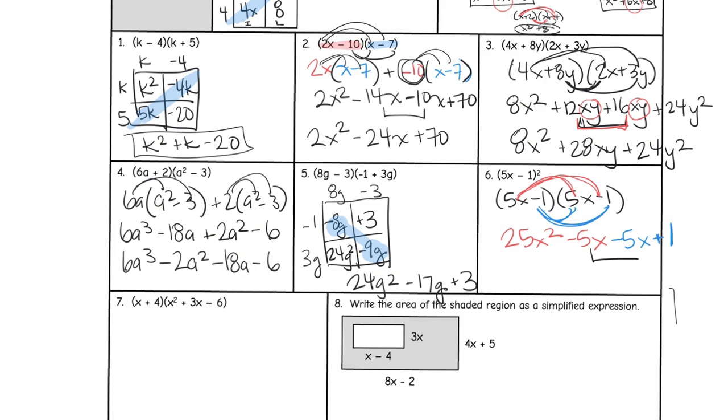My last step is to look here and see I've got those two that both have an x to the power of 1. So those are like terms. 25x squared minus 10x plus 1. And that is my answer.